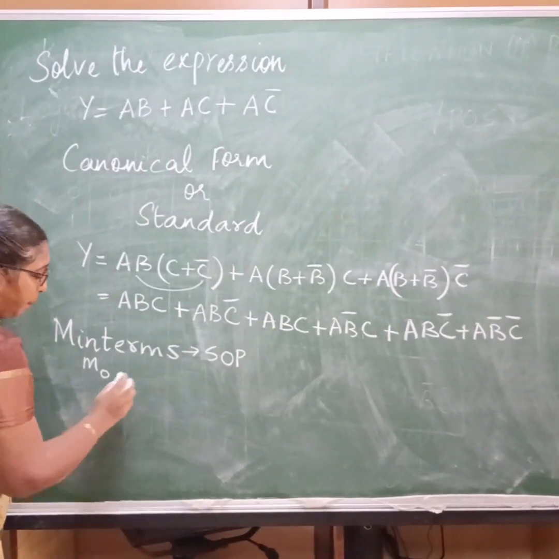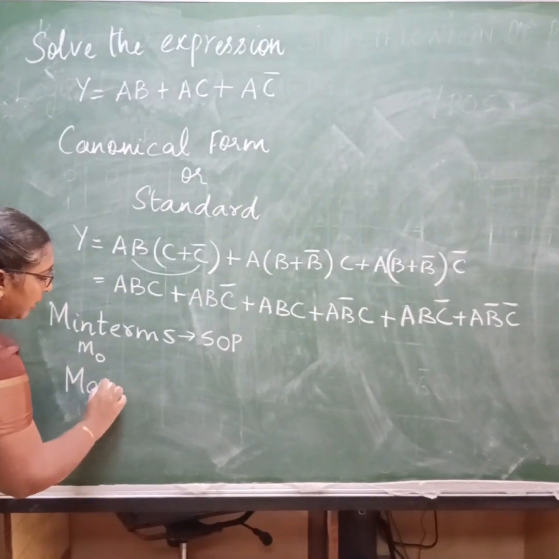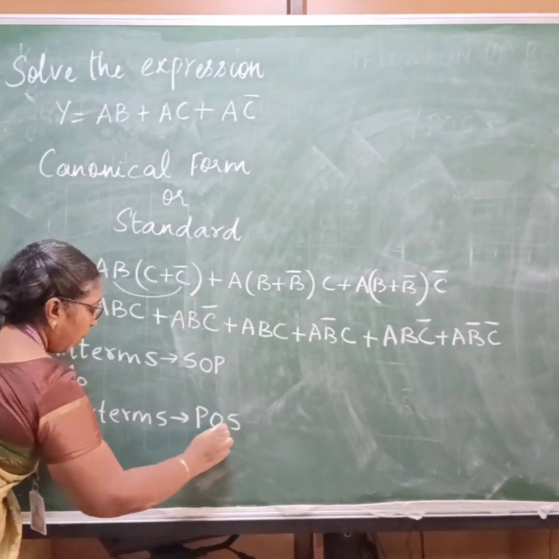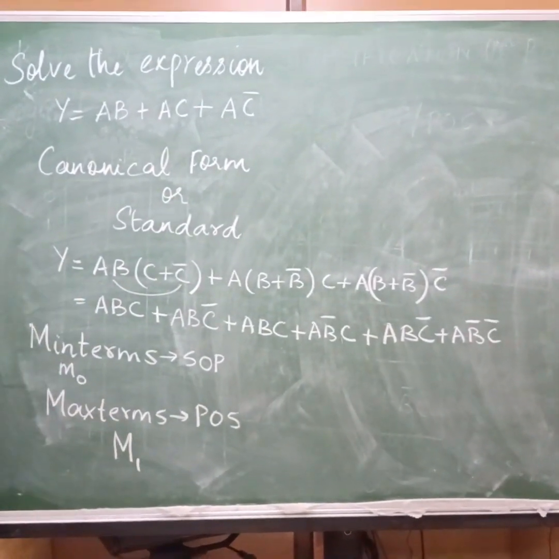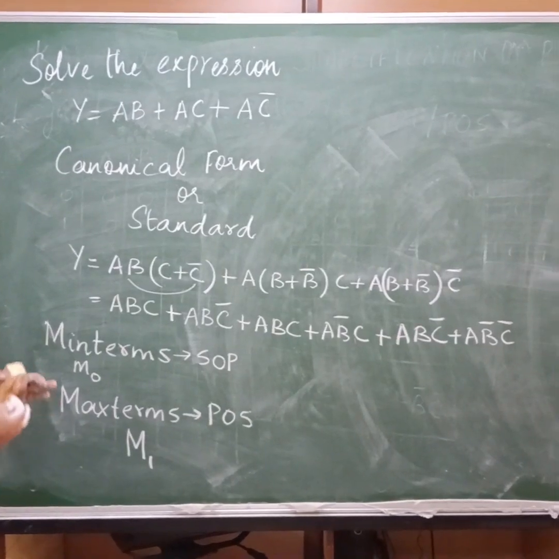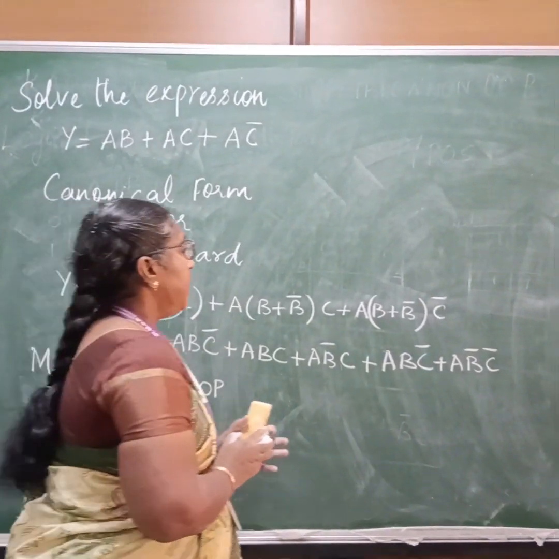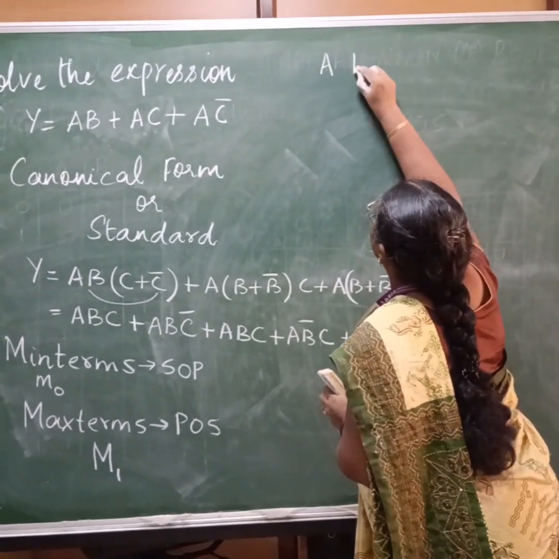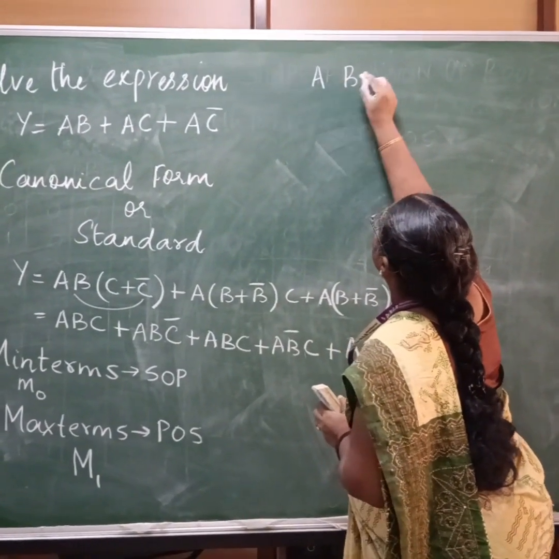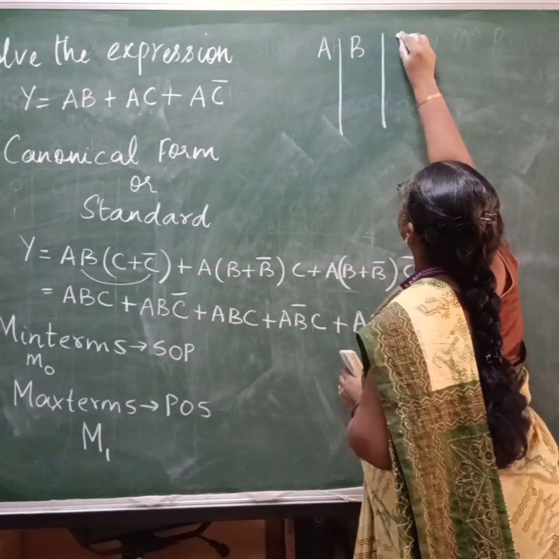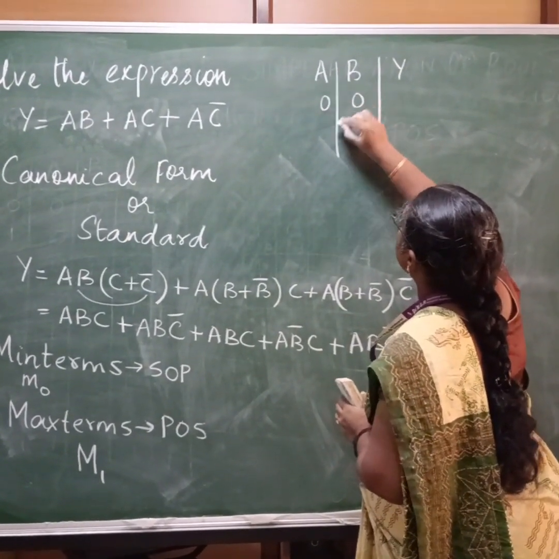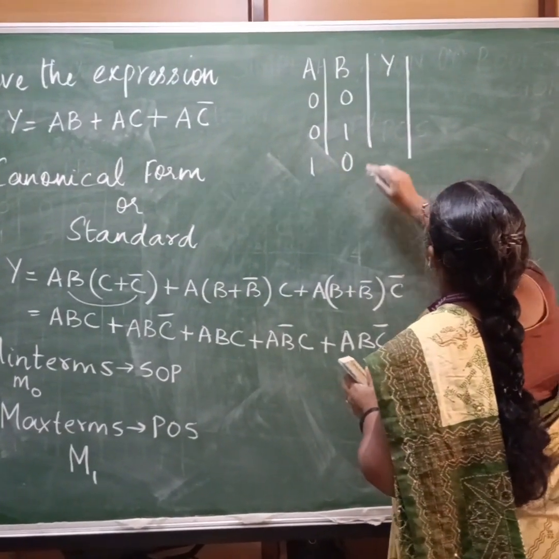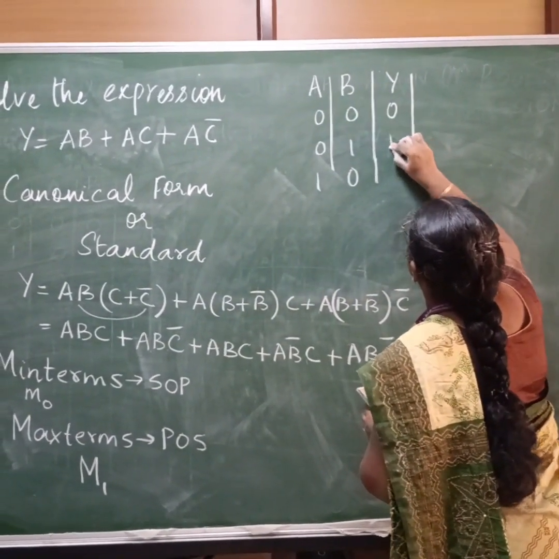In case of your POS, we will represent each term by max terms, which will be represented by capital M, for easy representation in your K-map. So let us consider, for example, we have two variables, and this is your output: 0 0 0, 0 1 1, 1 0 and so on.